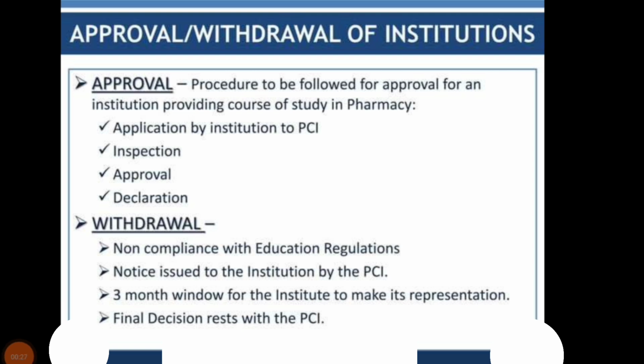Withdrawal: non-compliance with the education regulations. Notice is issued to the institution by the PCI, with a 3-month window for the institute to make its representation. The final decision rests with the PCI.